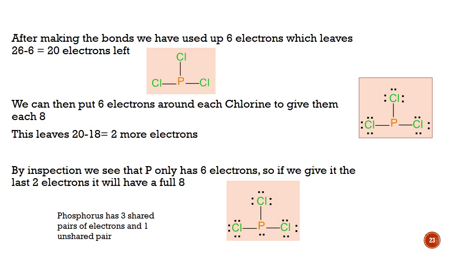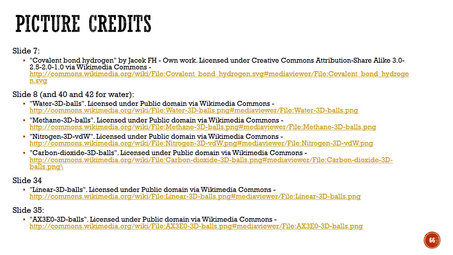1 unshared pair. We will continue more of these Lewis dot structures in the second set of slides. Okay.